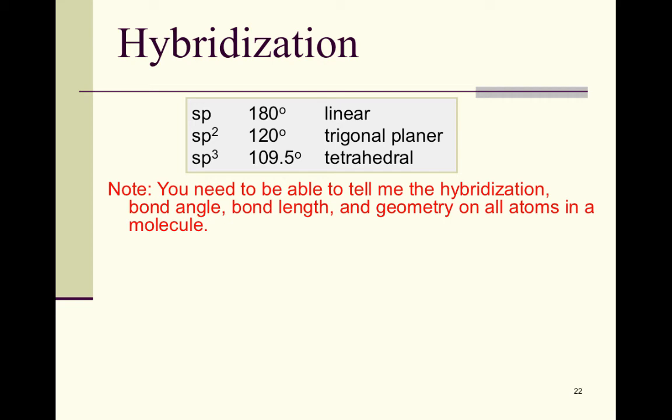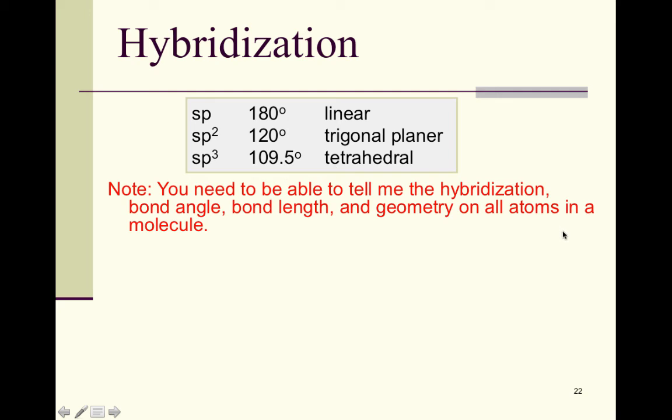Generically, I have here sp is 180 degrees and the shape is linear. The reason I'm saying generically is that on an sp2, we know there are actually more specifics, that 116 and that other number there, 121. So make sure that if you're using 120, it's more generalized. I most likely will be asking you for the specific number on the exam, so make sure you know the specific number. And that's known as trigonal planar. And sp3 is 109.5 and tetrahedral.